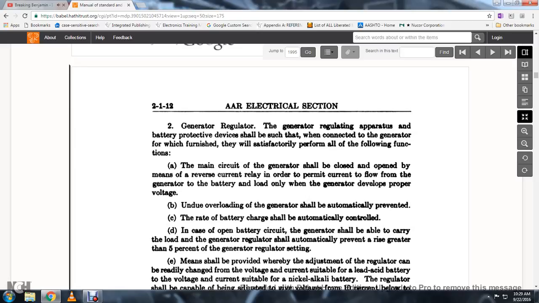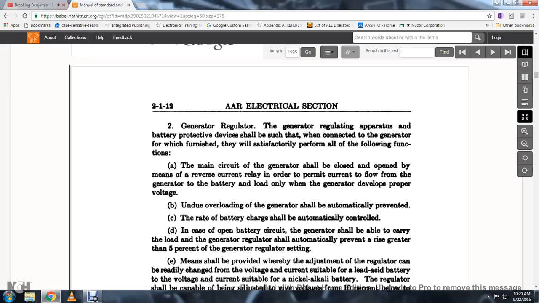2. Generator regulator. The generator regulating apparatus, battery protective devices shall be such that when connecting the generator for service, it will satisfactorily perform all the following functions. A. The main circuit of the generator shall be closed and opened by means of the reverse current relay, in order to permit the current to flow from the generator to the battery, but only when the generator develops proper voltage. B. Undue overheating or overloading of the generator shall be automatically prevented.